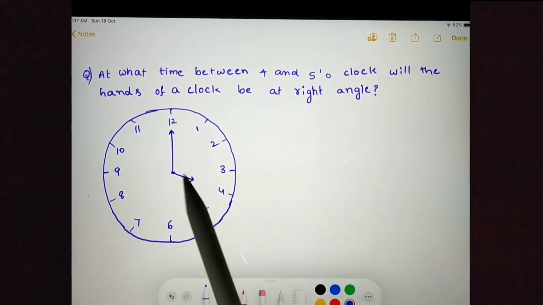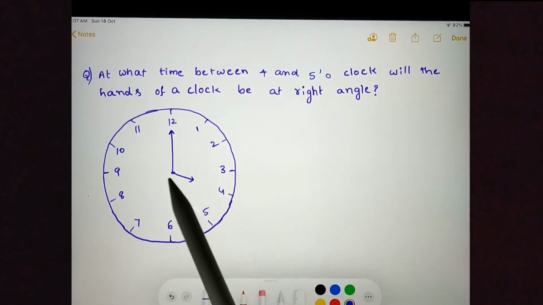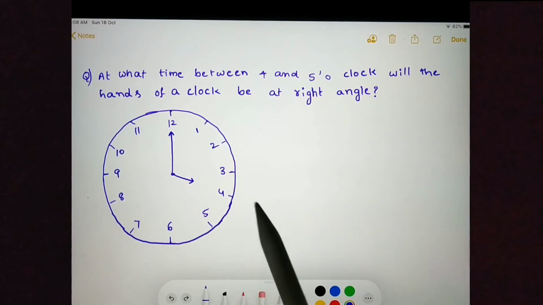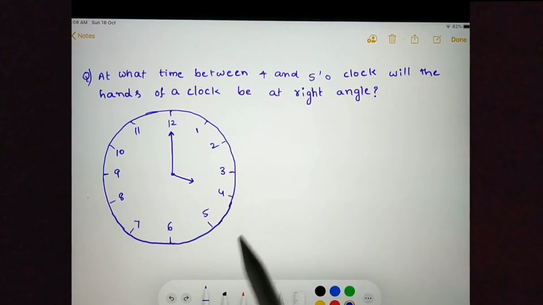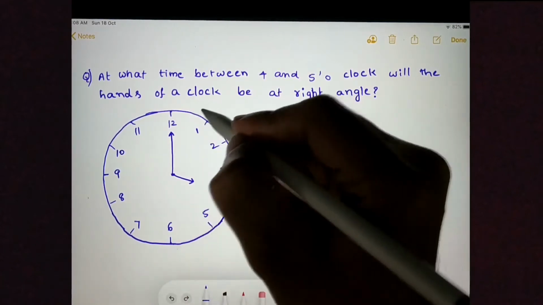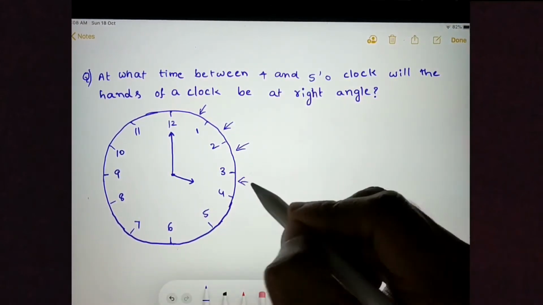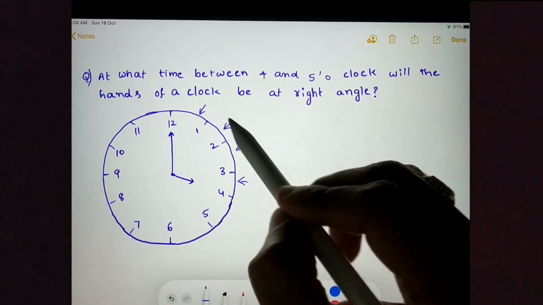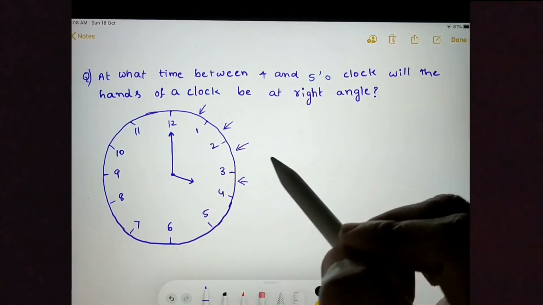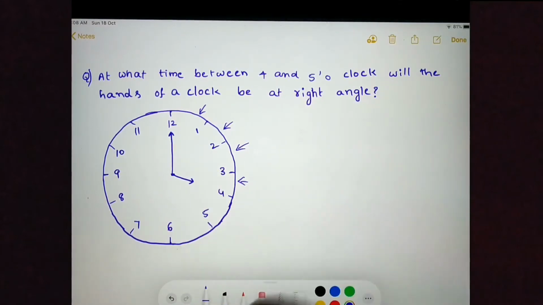Exactly at 4 o'clock, long hand will be at 12 and the short hand will be at 4. At 4 o'clock, there will be 20 minute spaces apart. This is 5 minutes, this is 5 minutes, this is 5 minutes, and this is 5 minutes. Total 4 5-minute spaces, that is 20 minute spaces apart from each other.